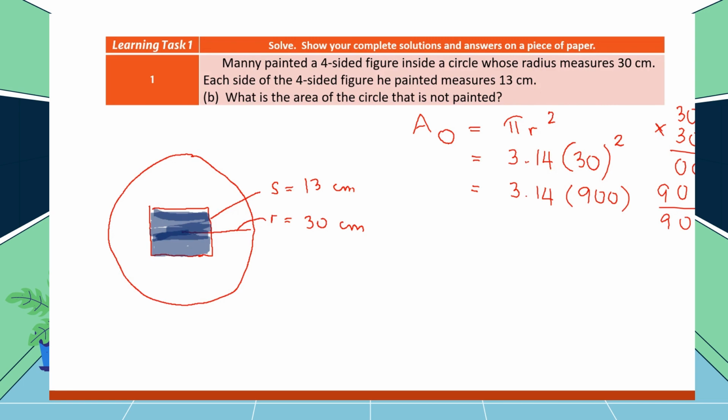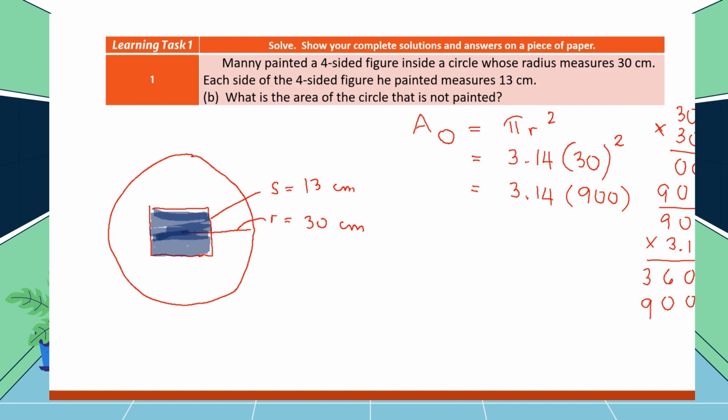And then, from here, i-multiply natin yung 3.14 sa 900. Or pwede rin namang 900 times 3.14. So, i-continue natin dito sa baba. 900 times 3.14. Unahin natin, syempre, pa yung nasa dulo na 4. 4 times 0 is 0. 4 times 0, another 0. 4 times 9 is 36. Okay? And then, move tayo 1 place to the left. 1 times 0 is 0. 1 times 0 again is 0. 1 times 9, the answer is 9.